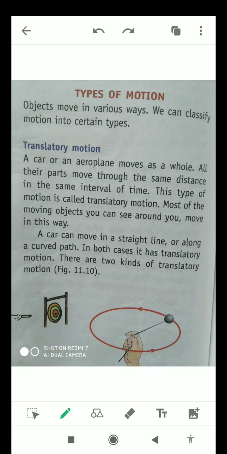Some other examples I will also tell you. A car can move in a straight line, and a car can also move along a curved path. In both cases, it has translatory motion. Okay. So students, translatory motion will be available in both the cases, whether the car is moving on a straight road or on a curved path. There are two kinds of translatory motion.